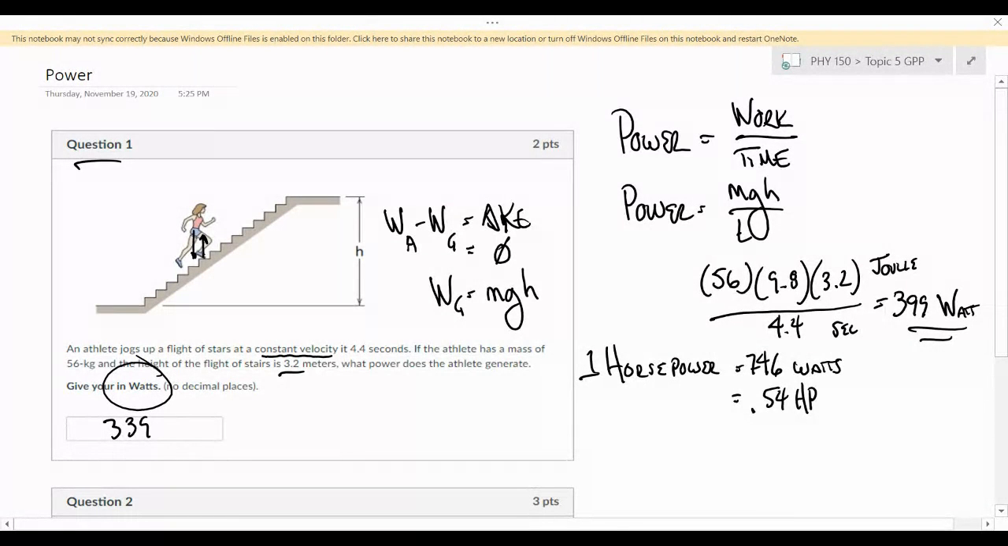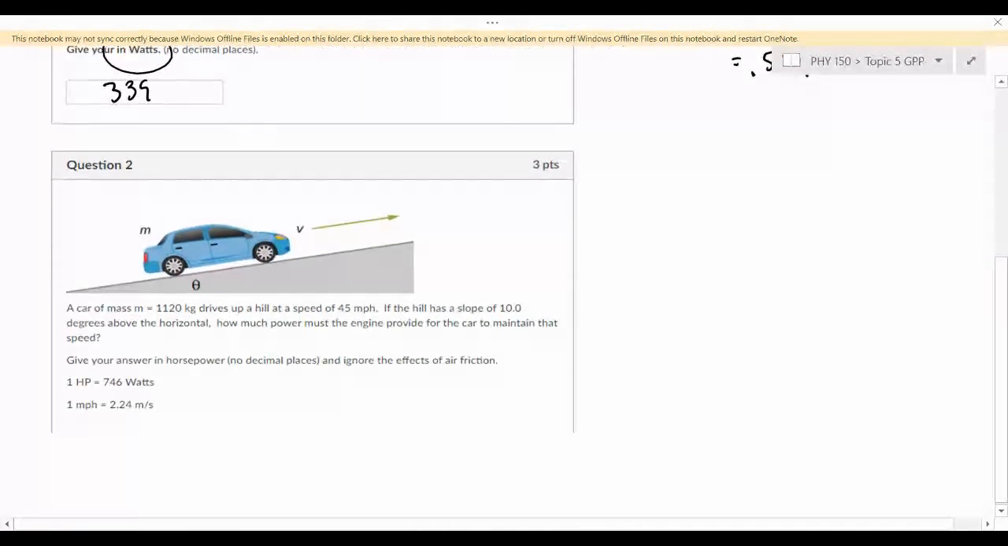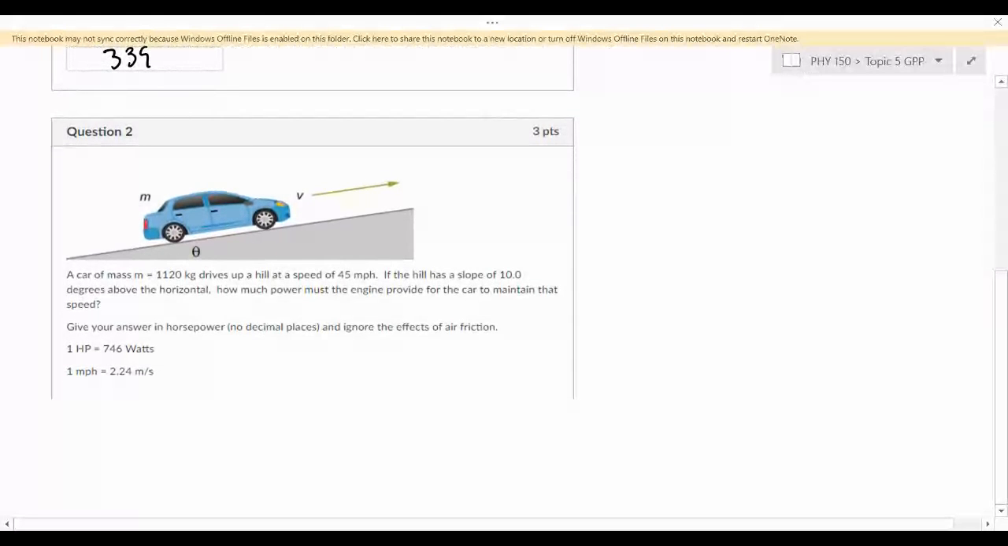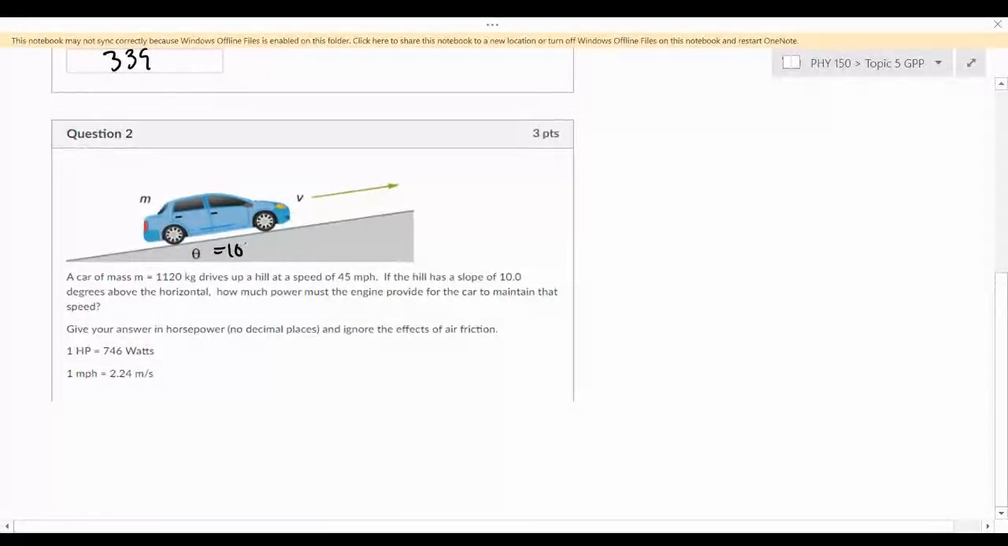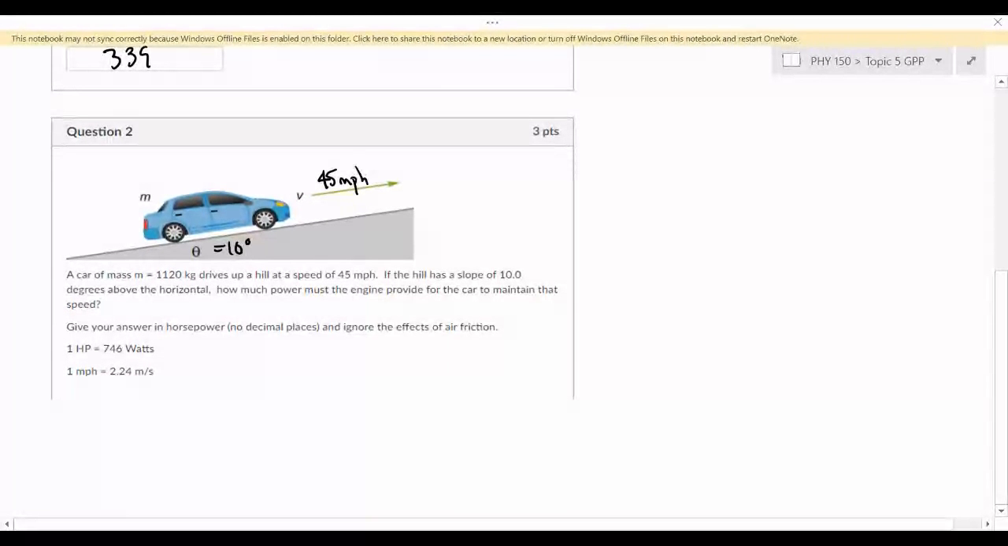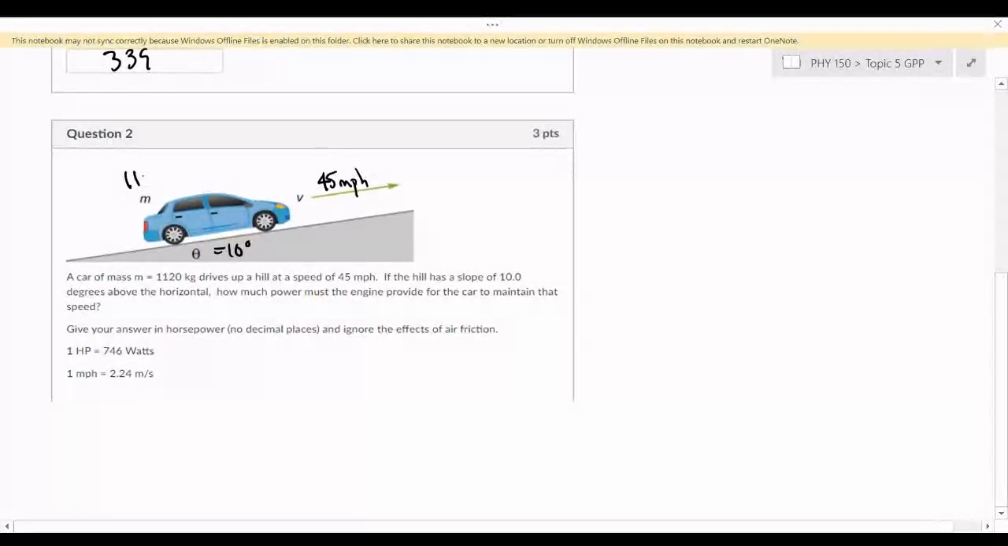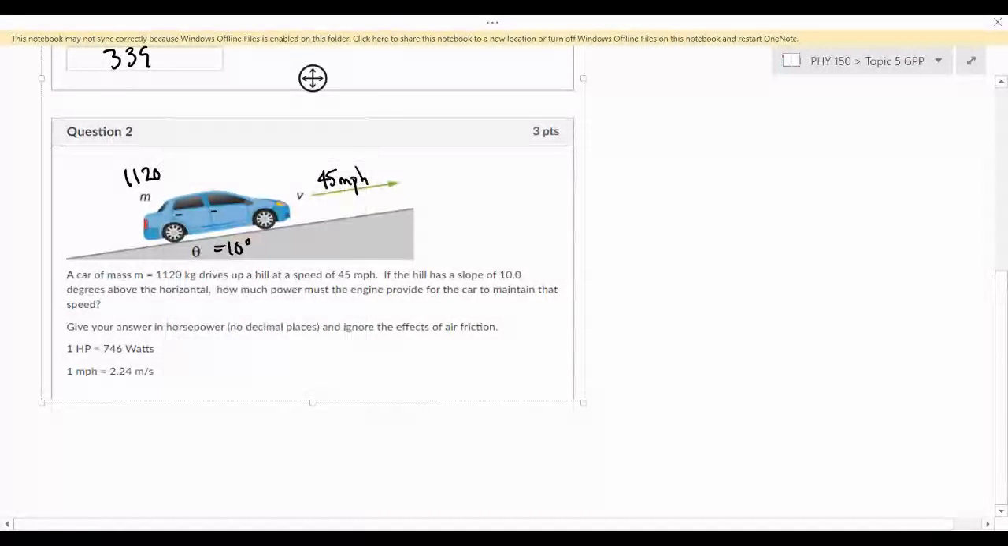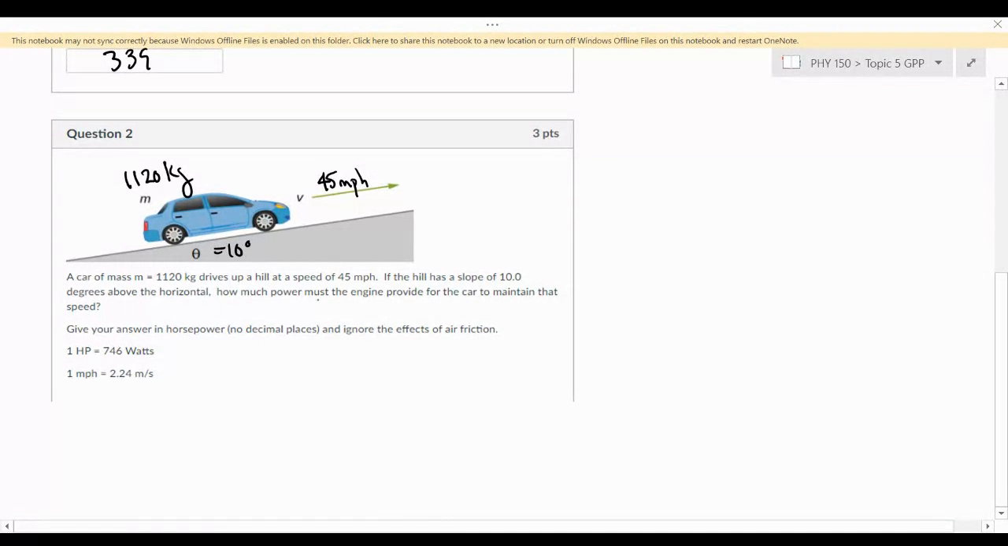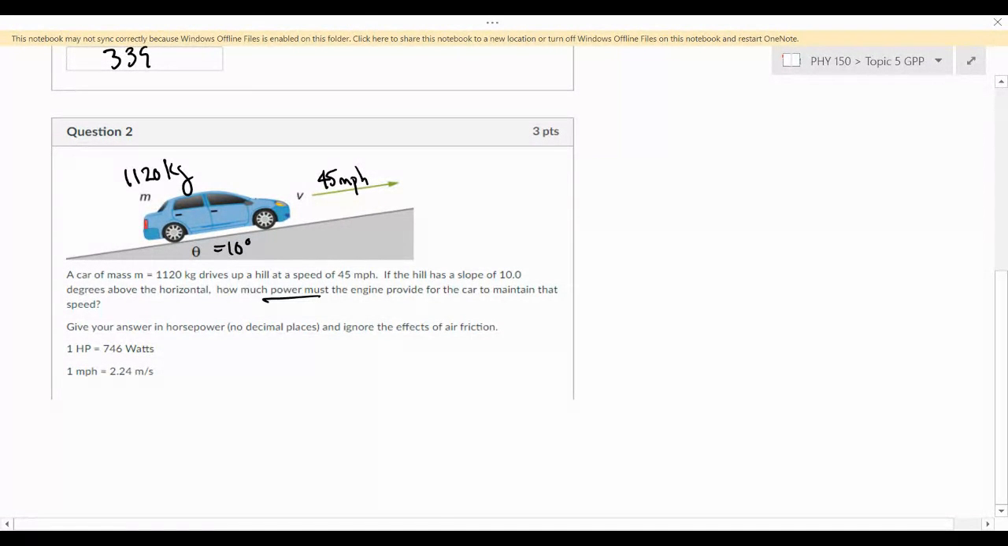Well, let's take a look at the next problem. Scroll up, here we go. Now we've got a car. A car of mass, in this case 1120 kilograms, drives up a hill at a speed of 45 miles per hour. The hill has a slope of 10.0 degrees above the horizontal. And we want to find how much power the engine needs to generate.